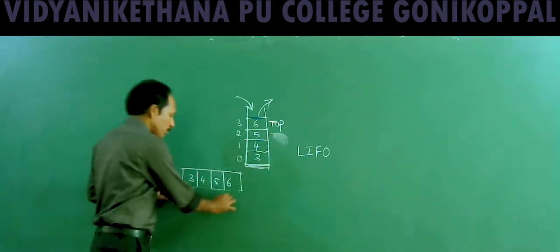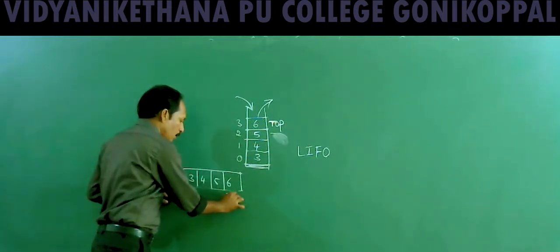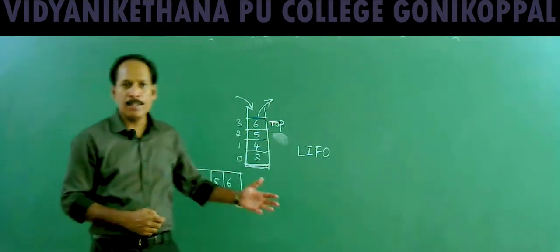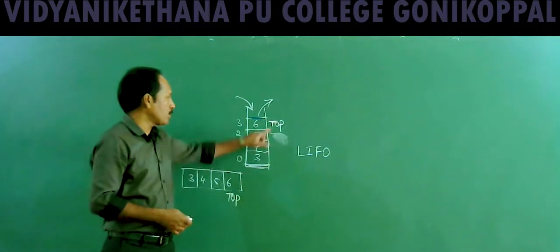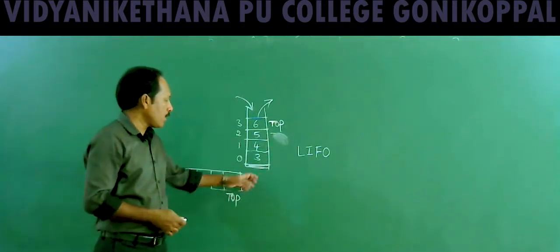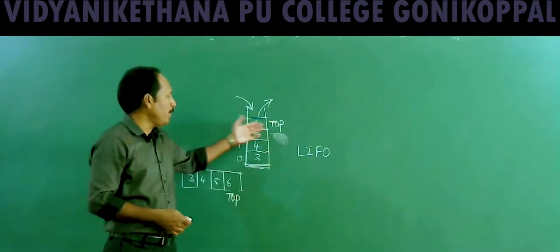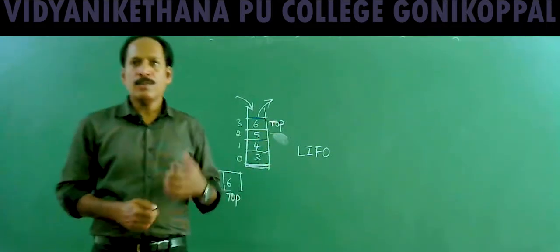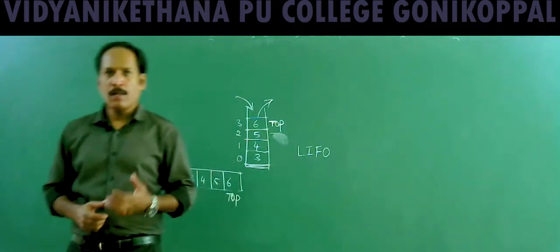So this is the top. This top in a stack works like a subscript when you implement using static allocation. If the stack is A, then A of top means 6, like that. You can also use that, and we'll learn that later on. So this is how you represent a stack.